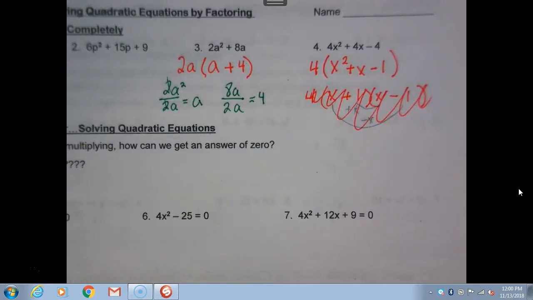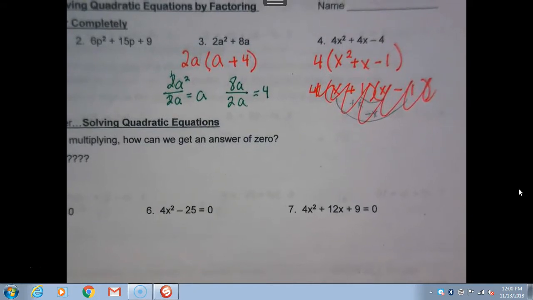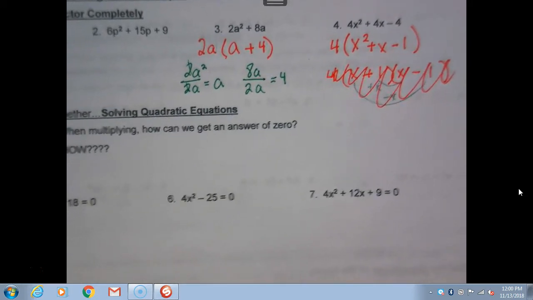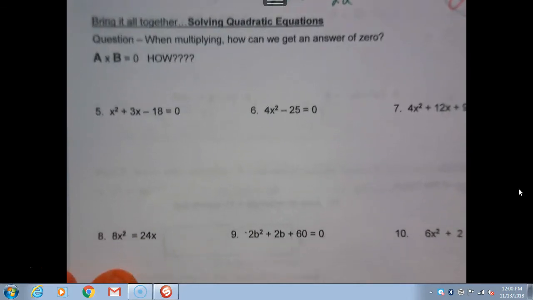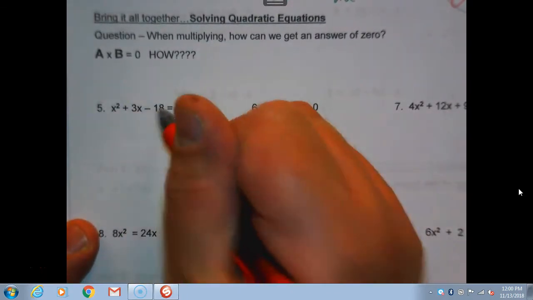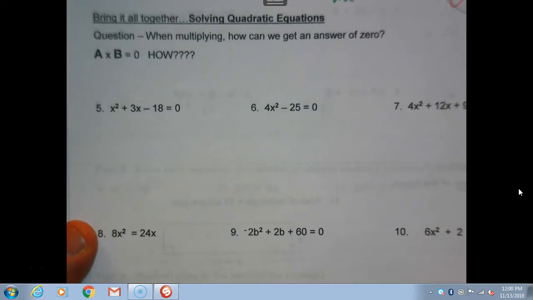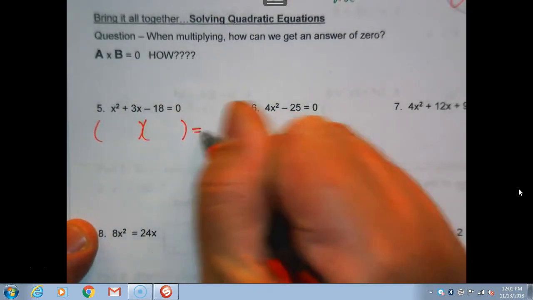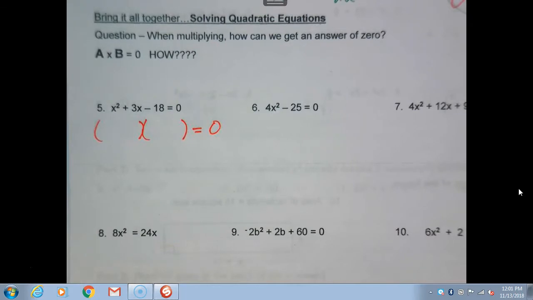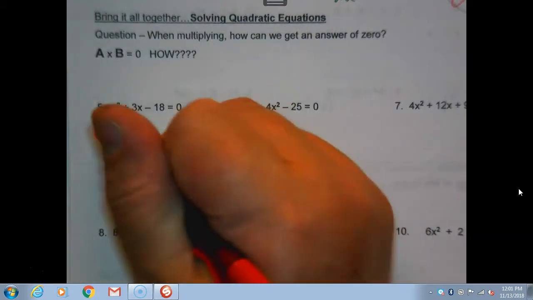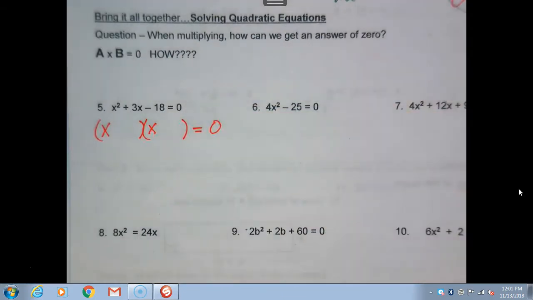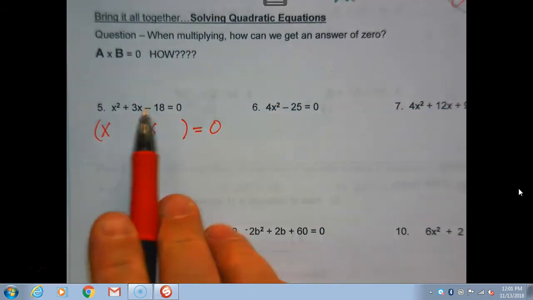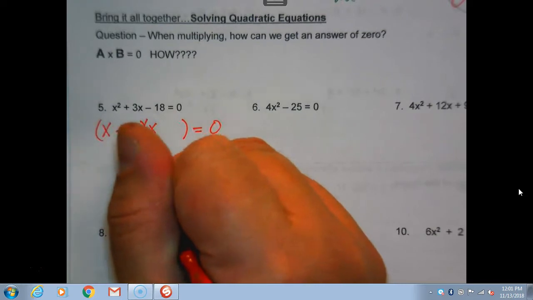Okay, number 5. Questions, comments, concerns? Number 5. Let's see. Can I take out any common factors? No. So is this a binomial or trinomial? So I have to use reverse FOIL. This time it's set equal to 0. See, the only way I can get x squared is x times x. I have a minus 18, so one has to be positive, one has to be negative.